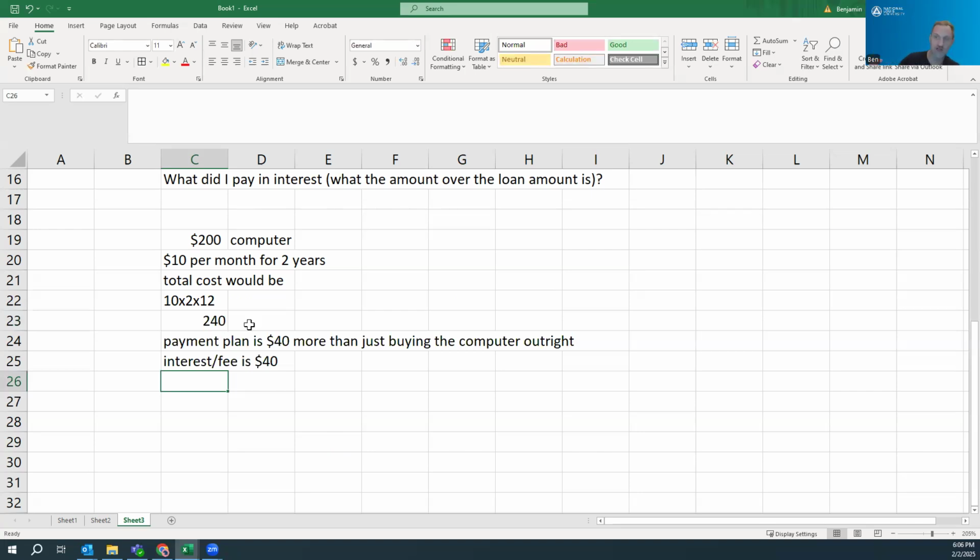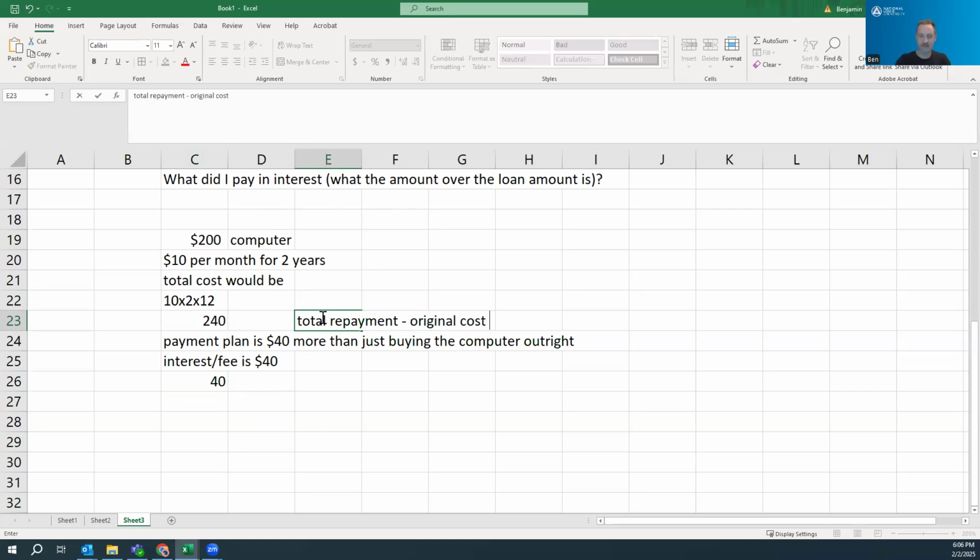Like if I could have just bought the computer outright, it would have only cost me $200, but I had to do this long-term plan that involves interest. And so what's extra? The final question is 240 minus 200. That gives me the fee. So the 240 minus the 200, what the total repayment minus the original cost if I didn't need to borrow the money.